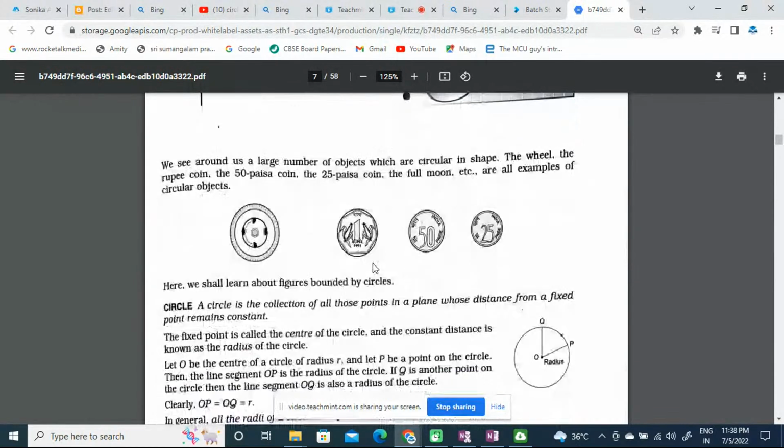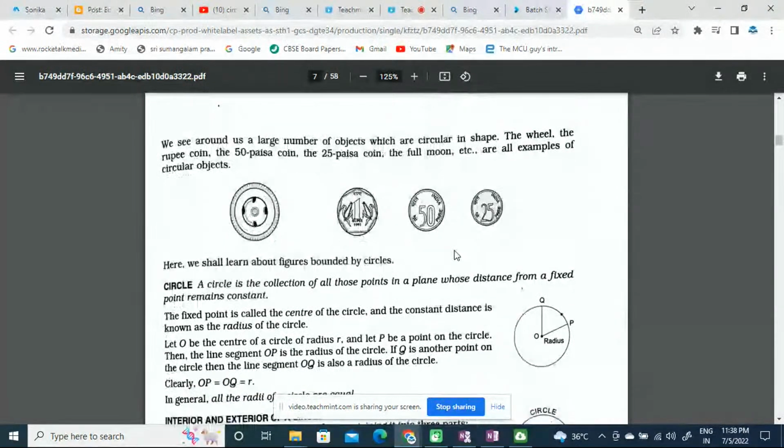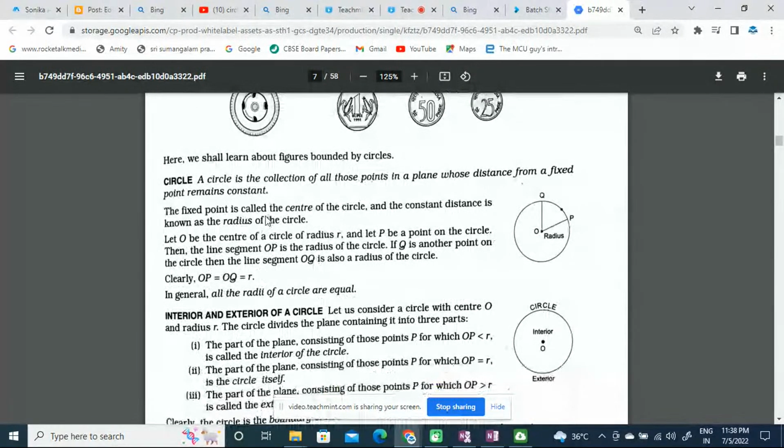Now you can see both are round in shape. What is the definition of circle? Just read out.